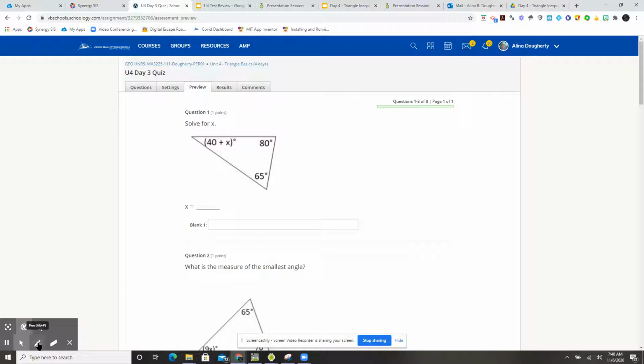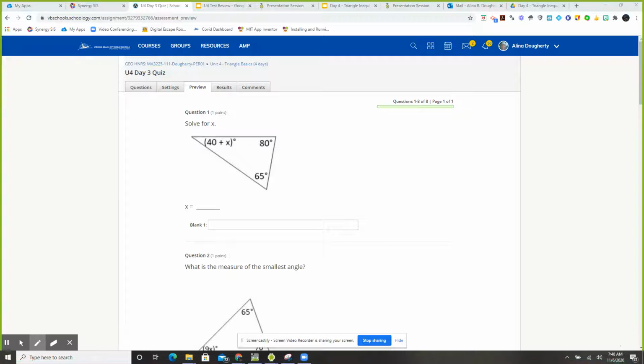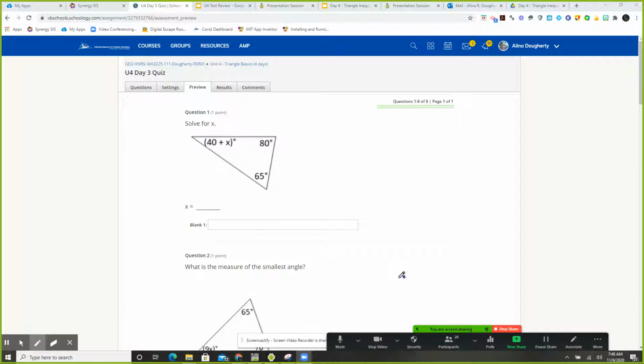I don't want to take a ton of time answering all of these questions, but I do want to go over how to set them up because this unit has been fast and furious. You guys see my screen? Great. How do I set up question 1? How do I solve for x?